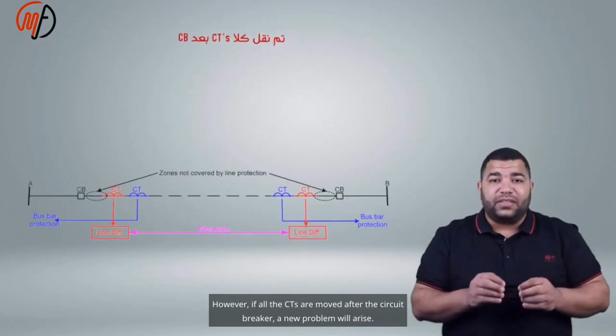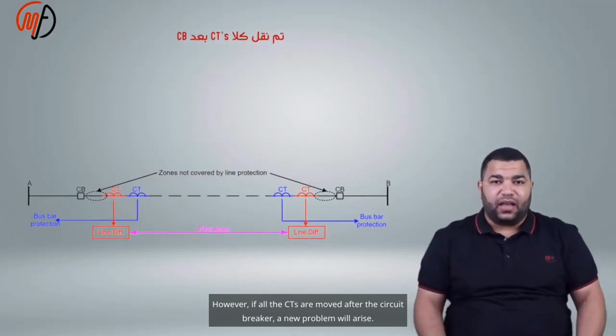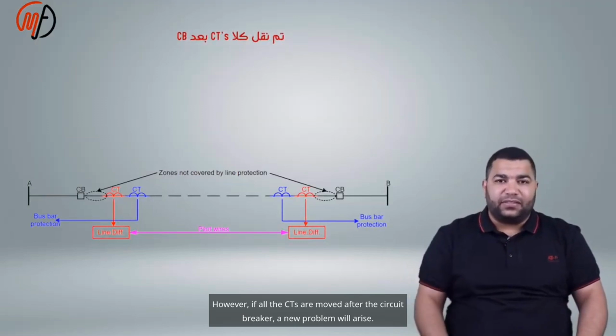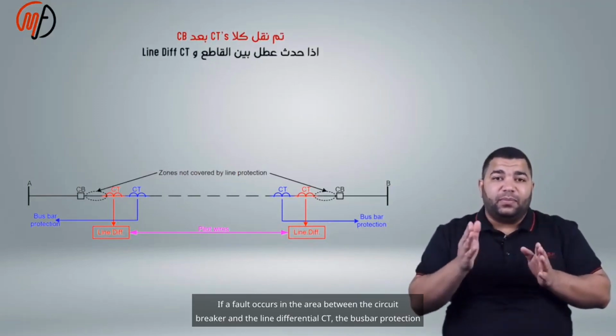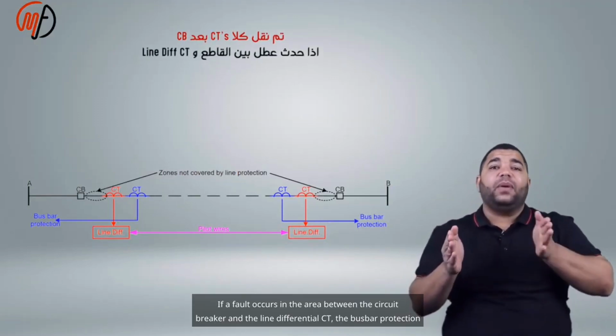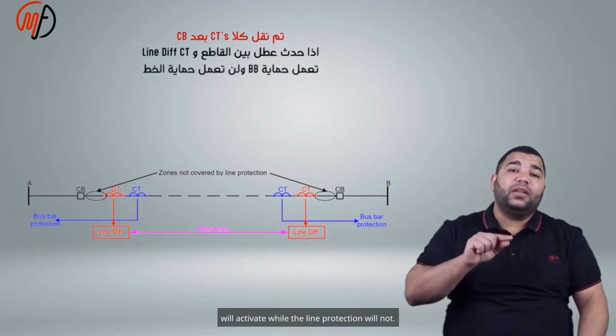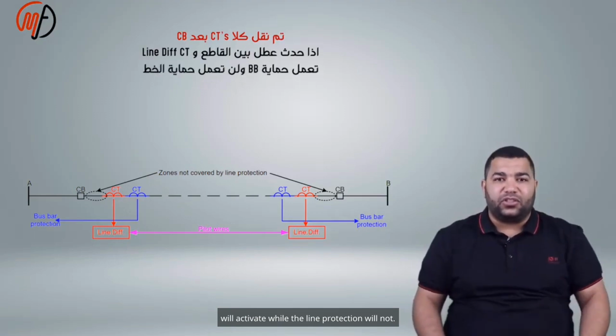However, if all the CTs are moved after the circuit breaker, a new problem arises. If a fault occurs in the area between the circuit breaker and the line differential CT, the bus bar protection will activate while the line protection will not.